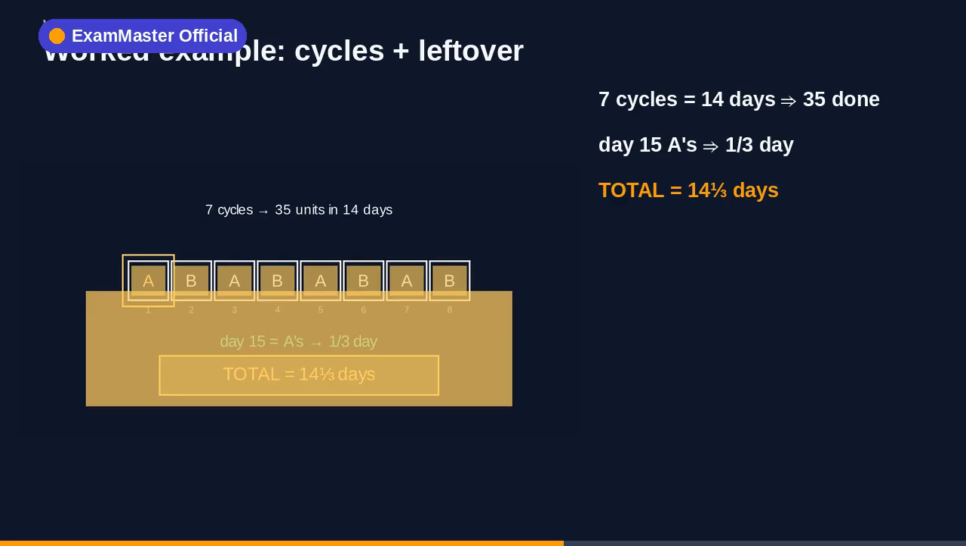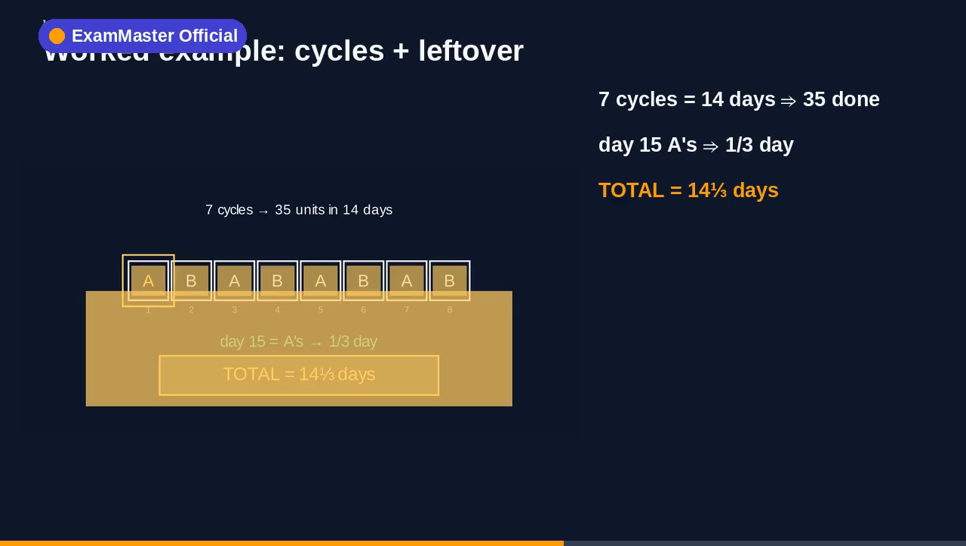36 units. A equals 3 a day, B equals 2 gives 5 per 2-day cycle. 7 full cycles equals 14 days gives 35 units done. 1 unit remains. Day 15 is A's at 3 a day gives 1 divided by 3 a day. Total equals 14 1/3 days.